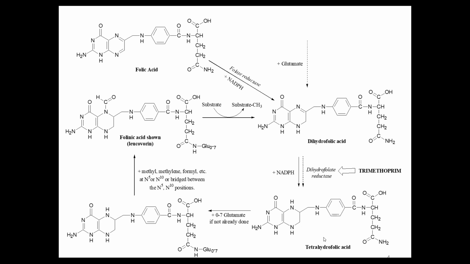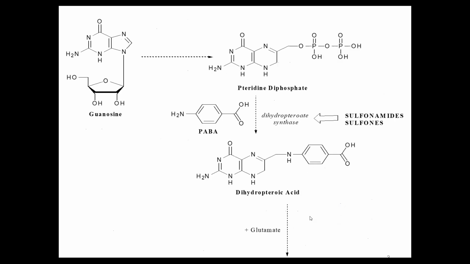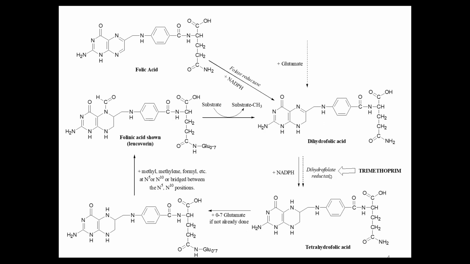For the formation of this tetrahydrofolic acid, you require number one, PABA; number two, the dihydropteroate synthetase enzyme should be present; and number three, the dihydrofolate reductase enzyme should be present. Okay. Now, already I have marked over here the name of the drug which is acting at these particular sites.